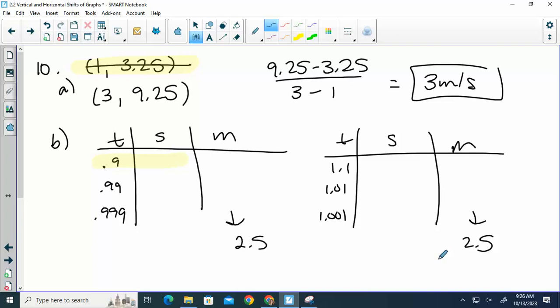Yes? So we plug like 0.9 and 0.99 into the equation that was given? Yes. To get your essentially y value. And then how would we get our slope? You do, so like if you put in 0.9, you get 3.0025. So you do y2 minus y1 over x2 minus x1.